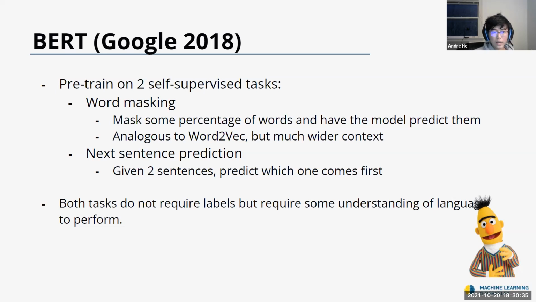Right, and then the other task is next sentence prediction. The point of this task is to have it learn more large scale information. So the task itself is the model is given 2 sentences, and it just has to predict whether the first sentence, whether sentence A comes before sentence B.